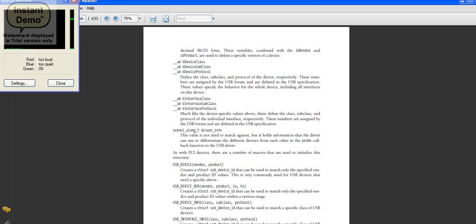It is also used by the hotplug script to decide which driver to automatically load when a specific device is plugged into the system. The struct usb_device_id structure is defined with the following fields. u16 match_flags determines which of the following fields in the structure the device should be matched against.